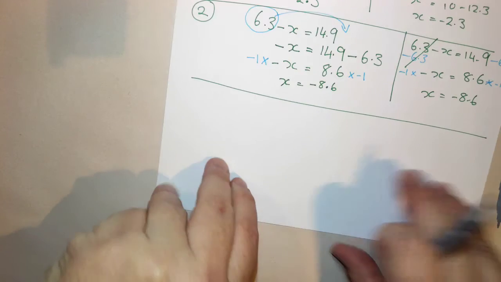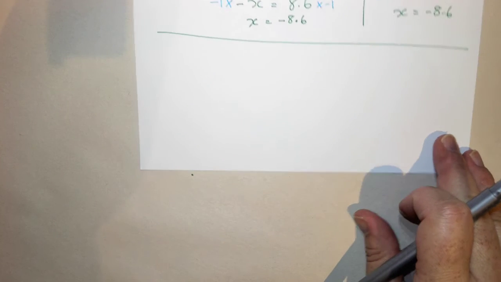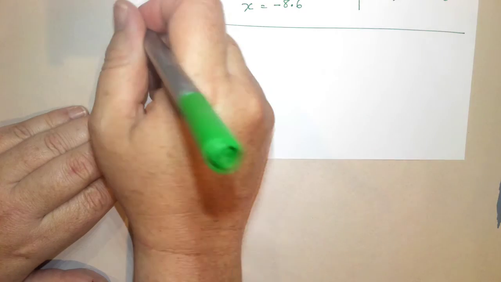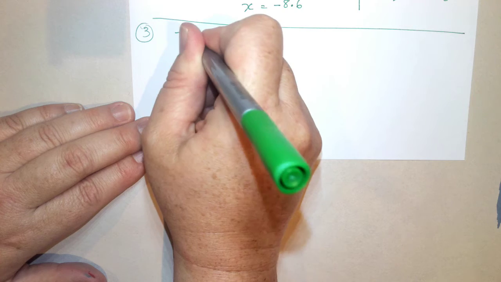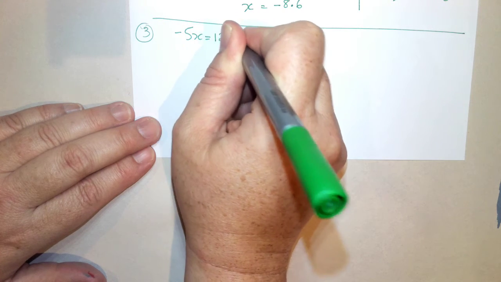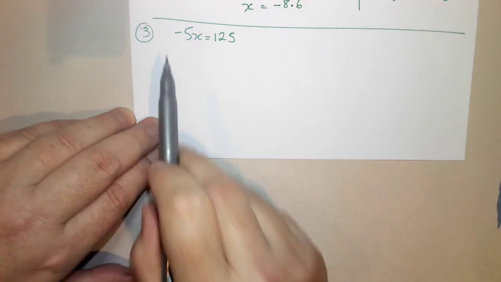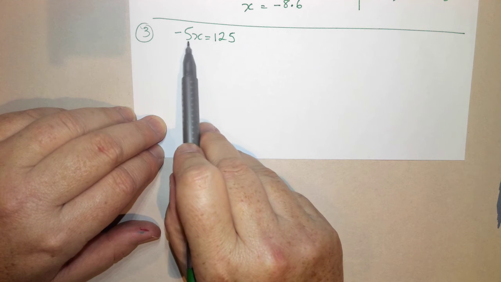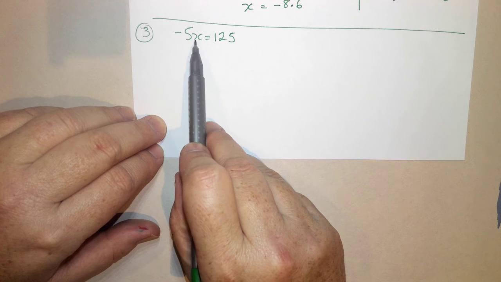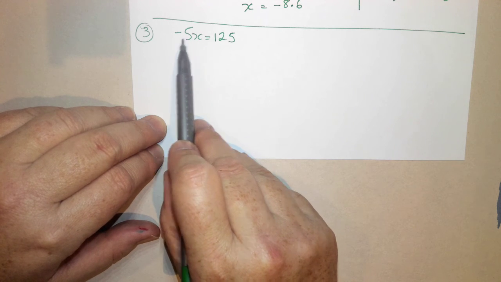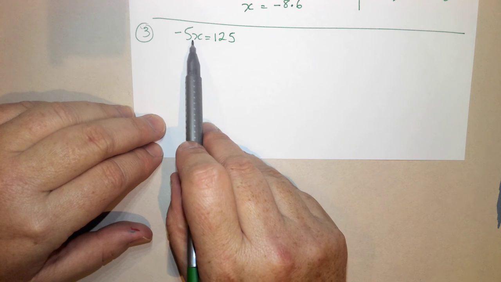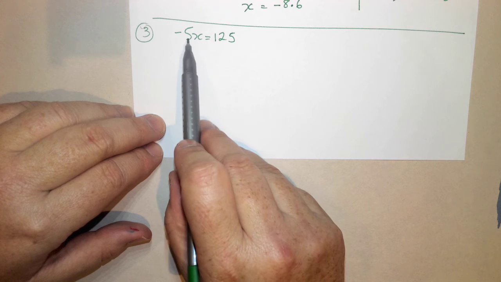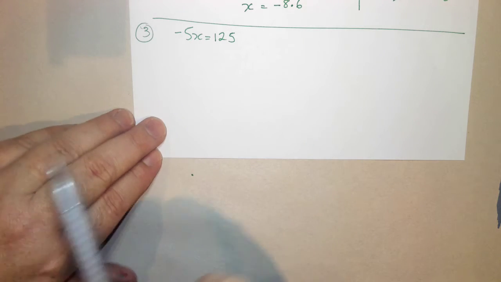Okay, let's have a look at the third one. What we've got now, minus 5x equals 125. So when we write minus 5x, that means minus 5 times x. We're lazy and don't write the times in there, but it is there. Okay, if we've got a plus or a subtraction or a divide, we'd write that, but times is what we get too lazy to write.